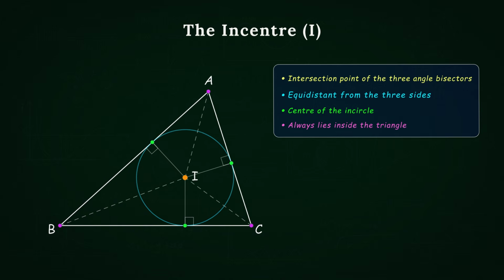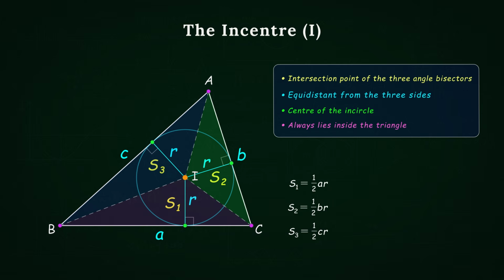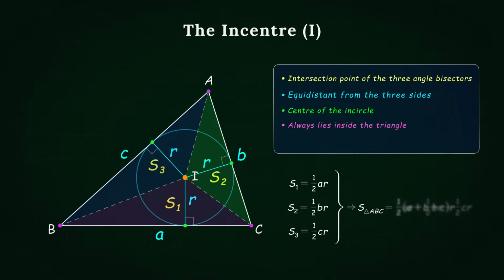Next, let's look at the area of a triangle. Suppose the inradius is R, and the 3 side lengths are A, B, and C. Since the incentre is the same distance from all 3 sides, we can split the triangle into 3 smaller triangles, each with height R. So, let's calculate the areas of these 3 smaller triangles one by one. Adding these 3 areas together gives us the area of the entire triangle. After simplifying, we arrive at a very useful formula for the area of a triangle.